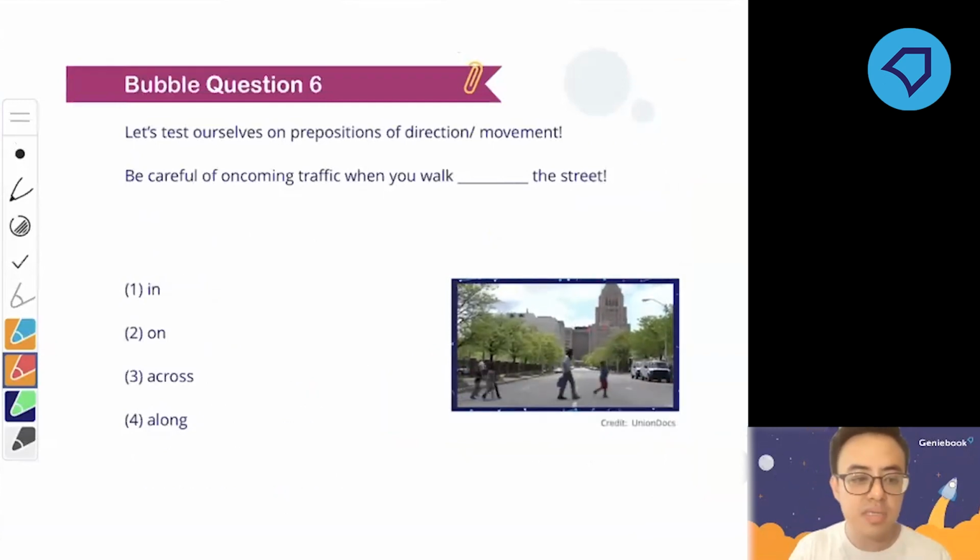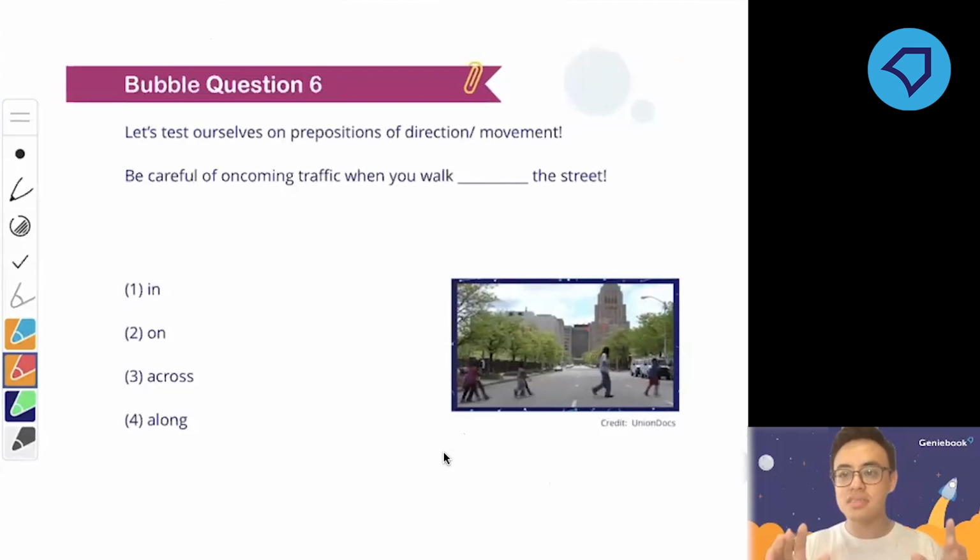Okay. Question number 6 in 3, 2, 1. Let's go. In all cases, people don't walk on the street because, well, the streets are not there for you to walk on.